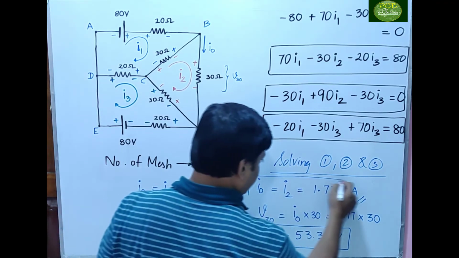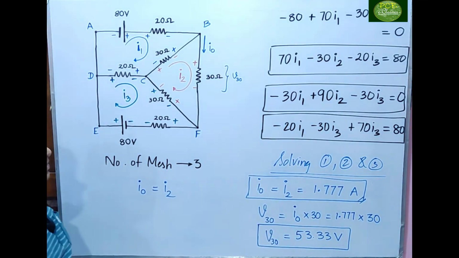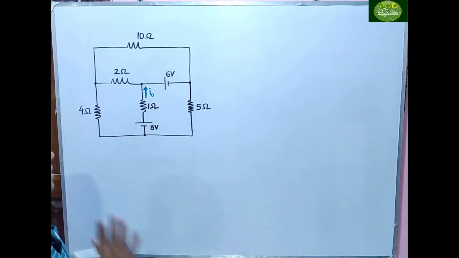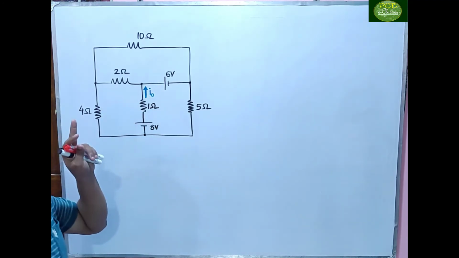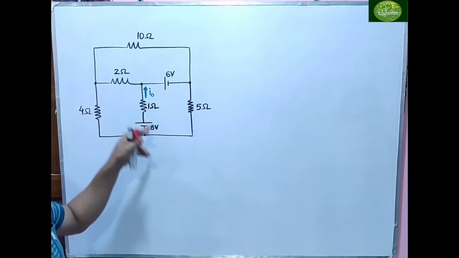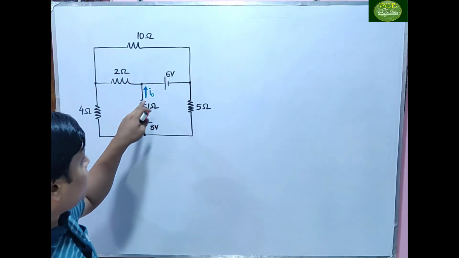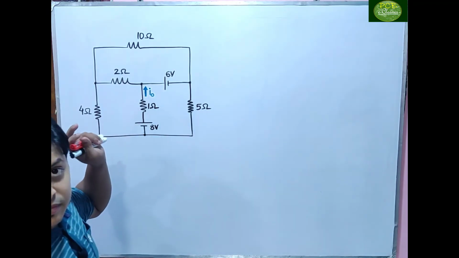This is my answer. Fine. You can make a note of it. Let's see another variety of problem. This is a circuit given and you have to find out the current I0. What you have to find out? The current I0 which is given in the upward direction. Clear? Very, very important that you have to mark in what direction it is mentioning.